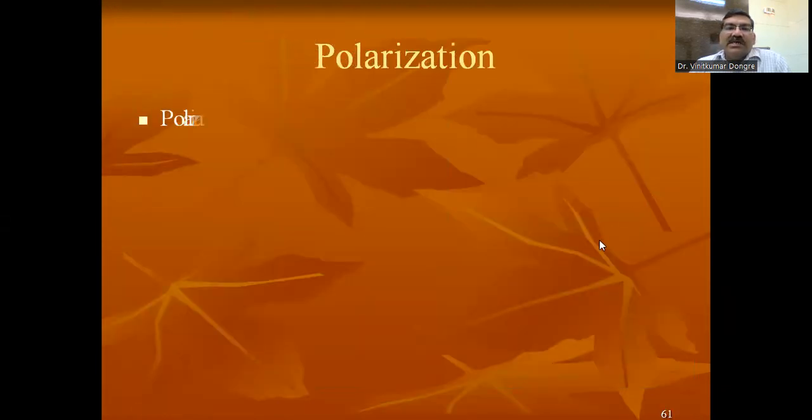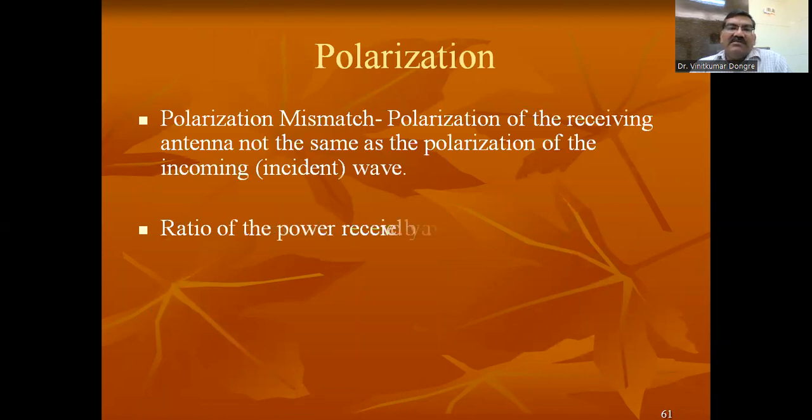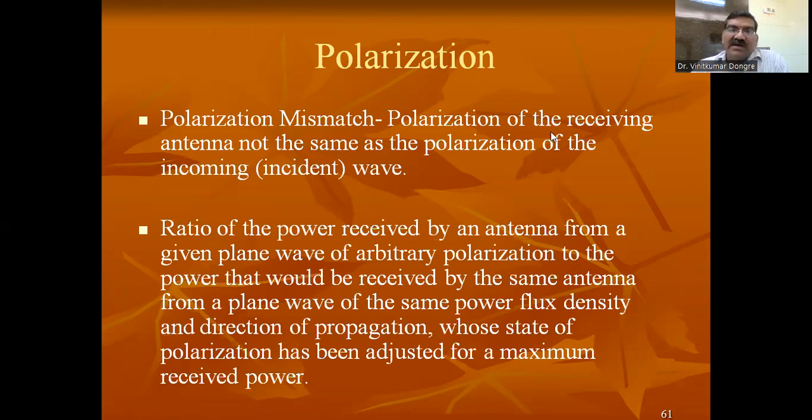Now this polarization, some understanding and some other things are there. Polarization mismatch: just now I have explained what polarization mismatch is. It is when the polarization of the receiving antenna is not the same as the polarization of the incoming, induced wave. So with polarization mismatch, although you have a very high gain antenna, it will not be useful. What is polarization mismatch?